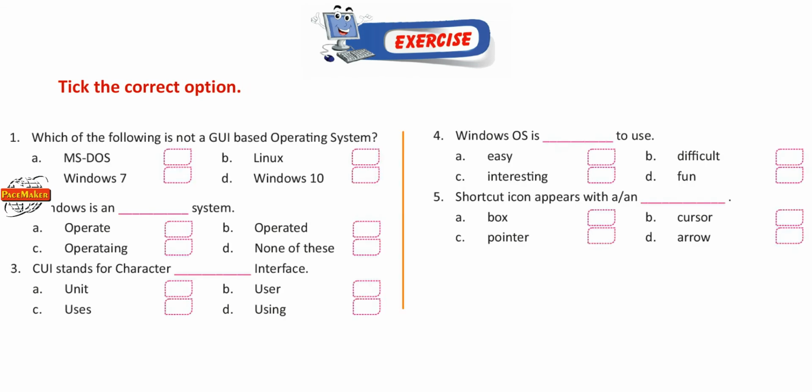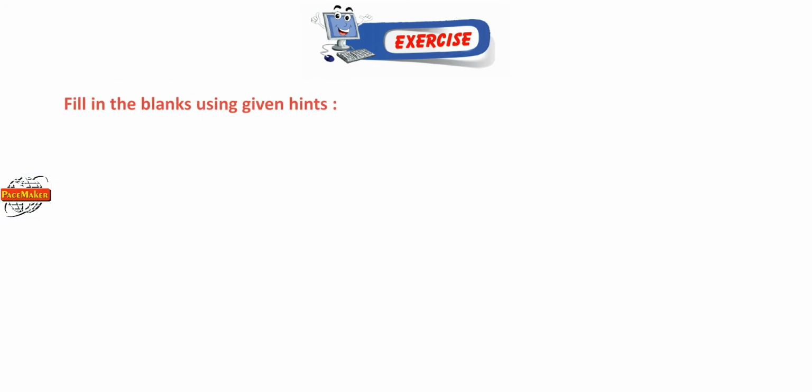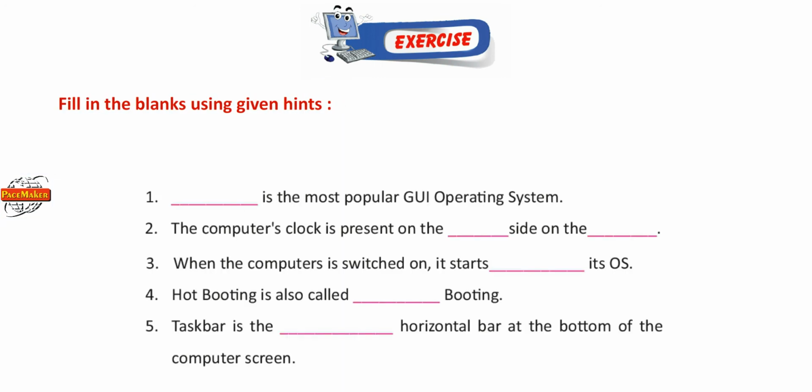Exercise. Tick the correct option. Write T for true or F for false. Fill in the blanks using given hints.